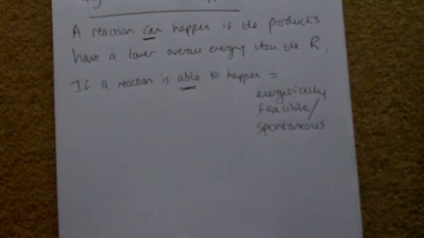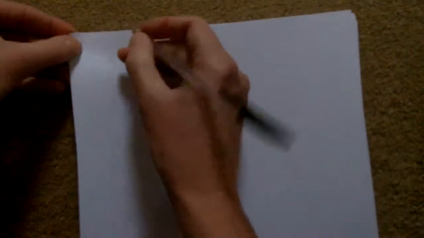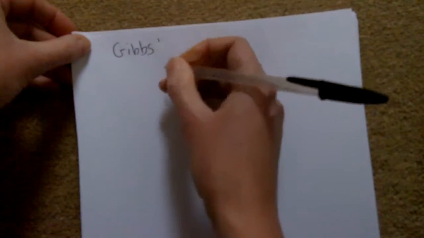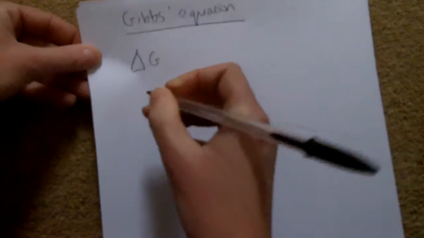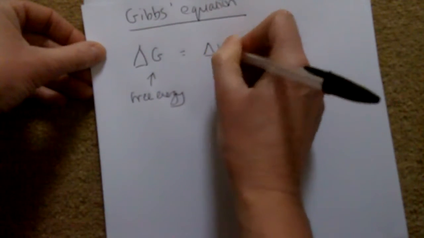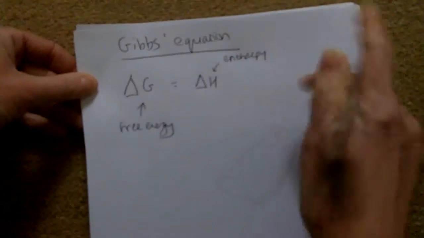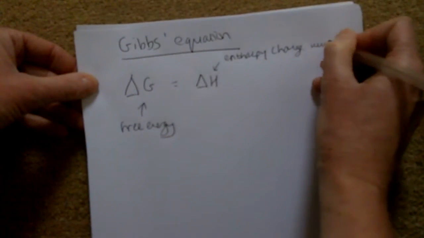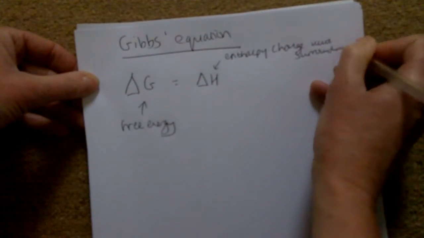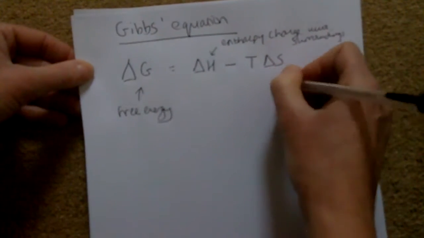You need something called the Gibbs free energy, the Gibbs equation, and you need to remember this. Delta G, the free energy of the system, equals delta H, which is the enthalpy change with the surroundings. Delta G is delta H minus T delta S. Delta S is the entropy change.